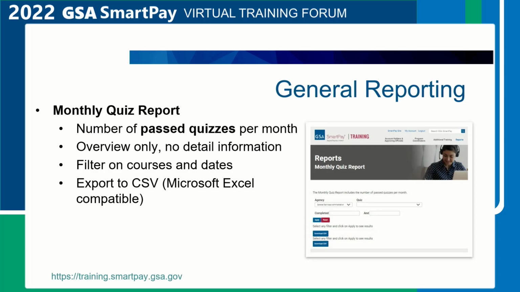The monthly quiz report includes the number of passed quizzes per month. This is overview information only with no specific user details. Initial results are for all courses, but you can filter to see results for one specific course and time frame. This report is similar to the total agency quiz report, except it breaks it down by month.